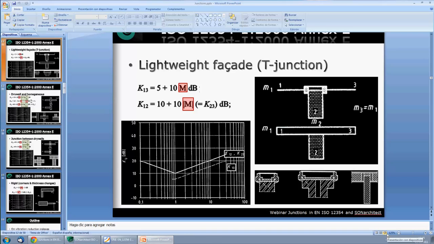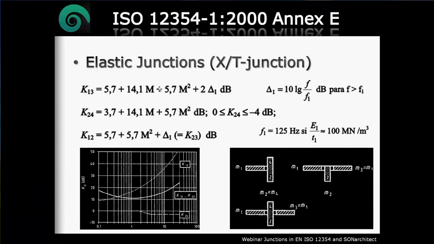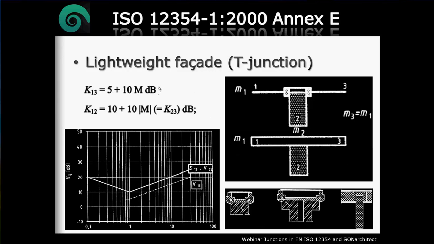So let's go on. There is another model which is called the lightweight façade junction. In this case, the model is quite simple. We have a linear relation with the ratio of masses, and then a relation with the absolute value of the ratio of masses for K12. And by this way we have this.